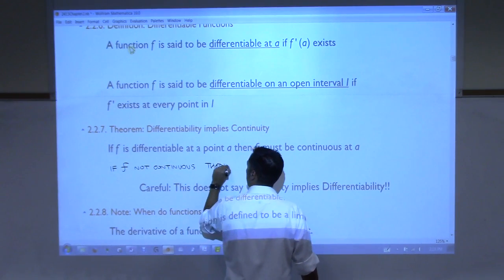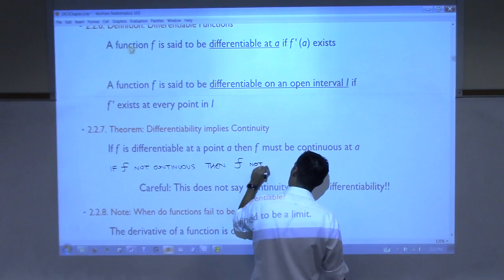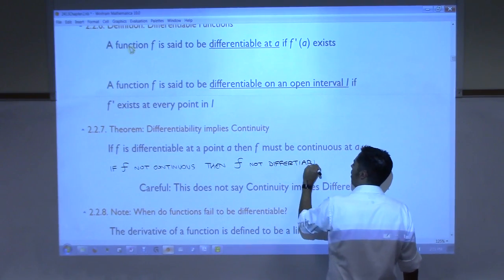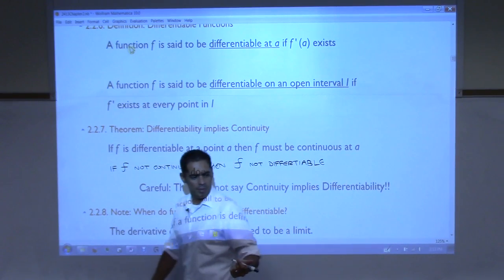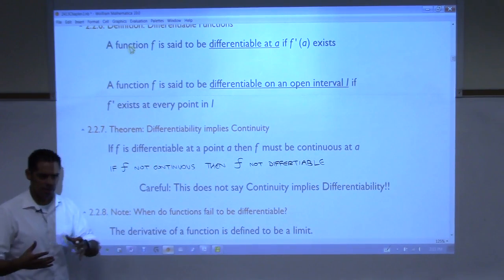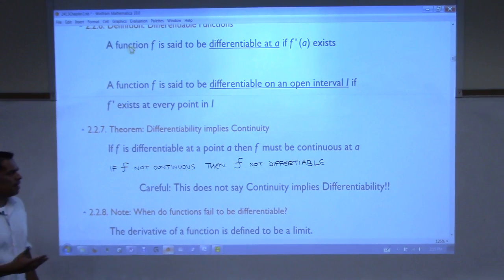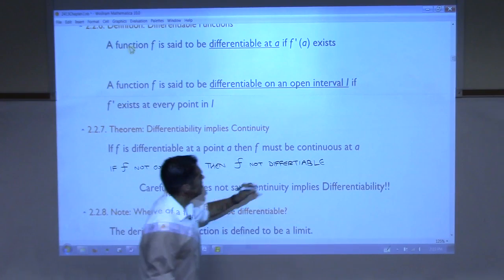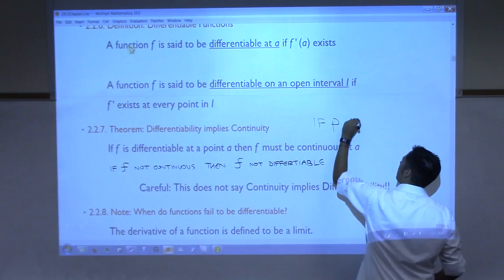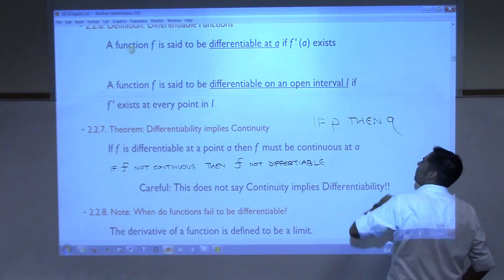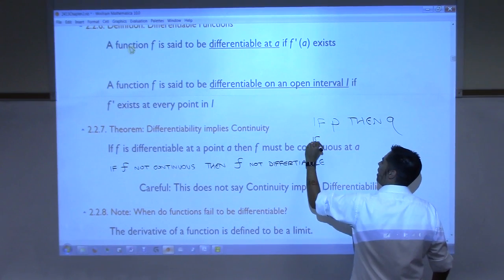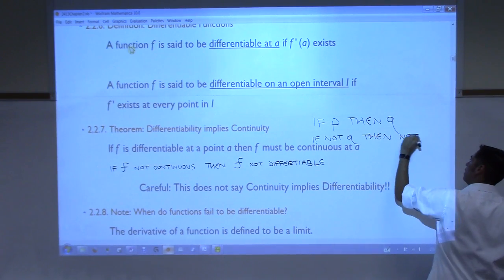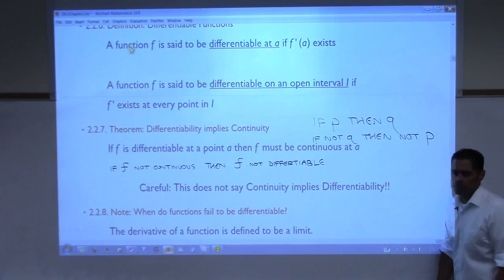then f is not differentiable. Has anyone in here taken a logic course? Truth tables, P implies Q, that sort of thing? Okay, this is what we call the contrapositive statement. So if you ever have a statement that says if P, then Q, then the equivalent statement would be if not Q, then not P.